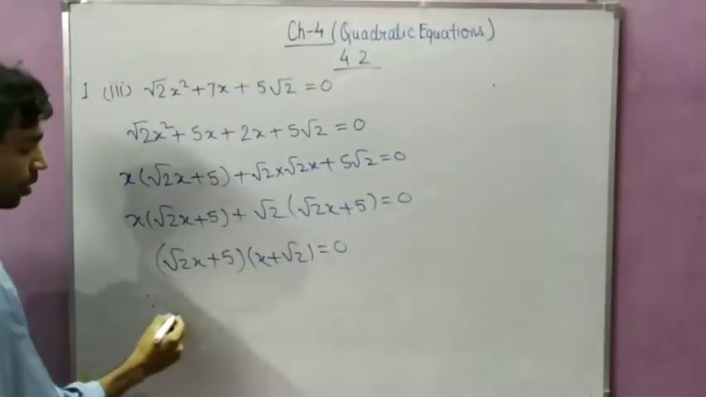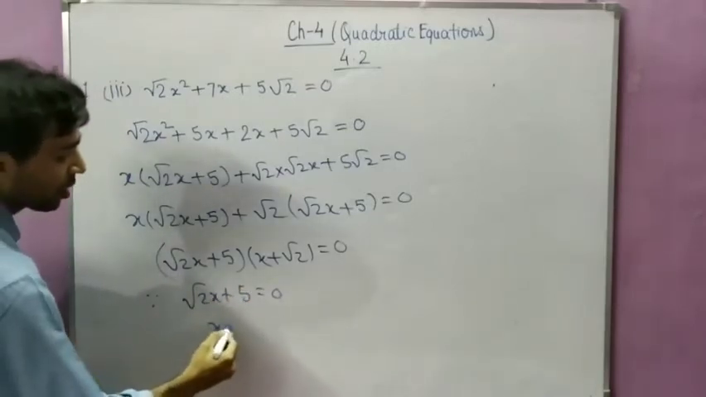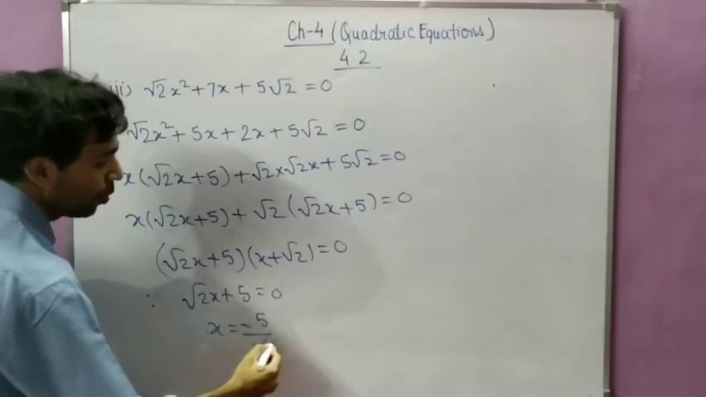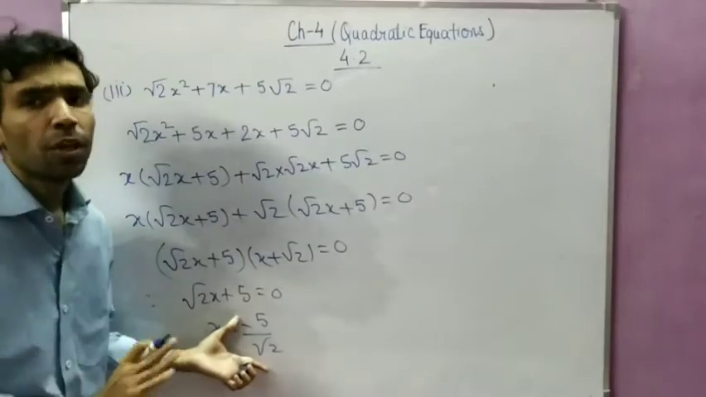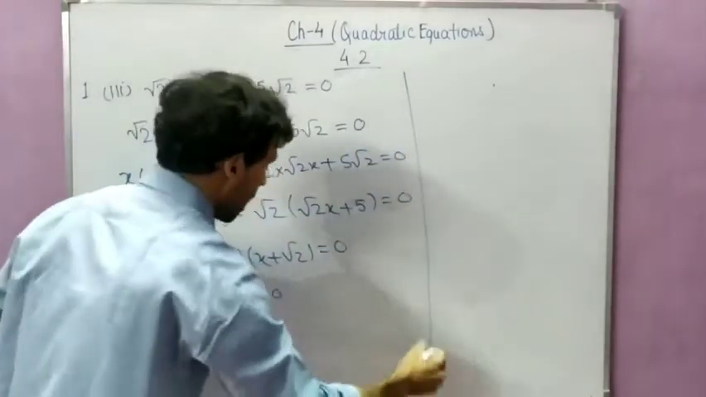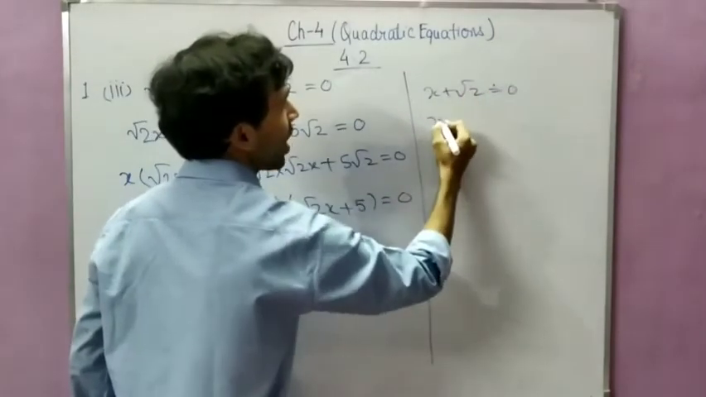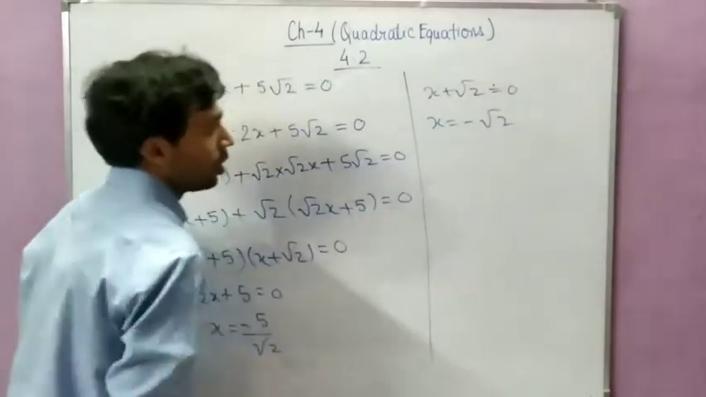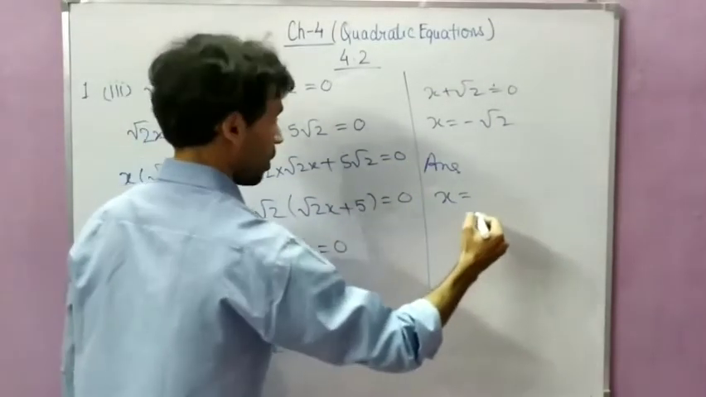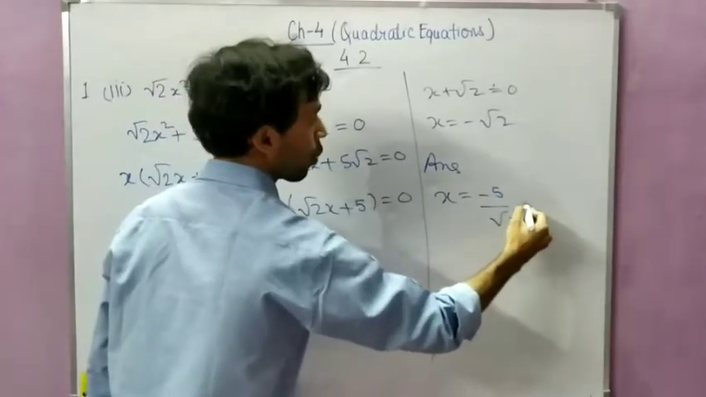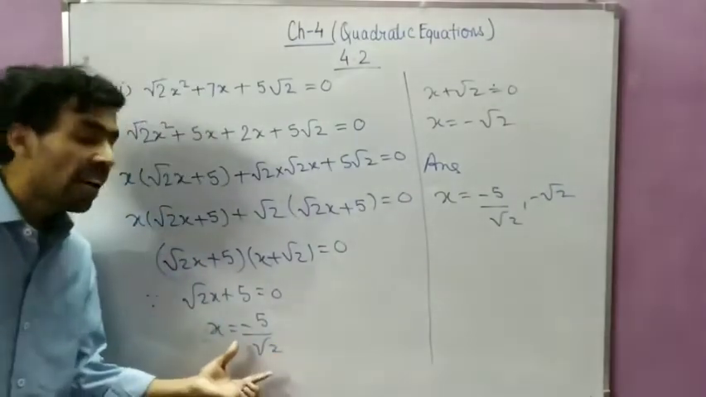Now one by one we will put these two factors equal to 0. So when root 2x plus 5 equals 0, we get x equal to minus 5 upon root 2. You can either rationalize it or leave it up to here only. Now the next bracket is x plus root 2 equal to 0. So x will be equal to minus root 2. So the value of x we got is x equal to minus 5 by root 2, minus root 2. This is your answer. You can rationalize it also, student.